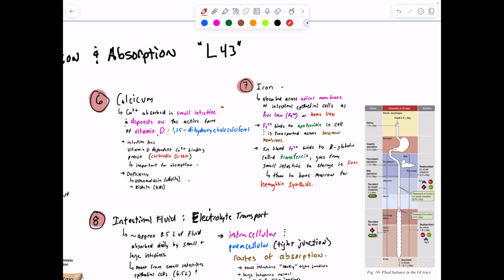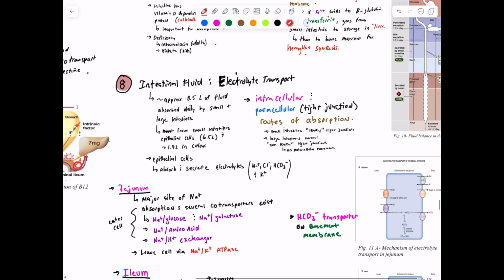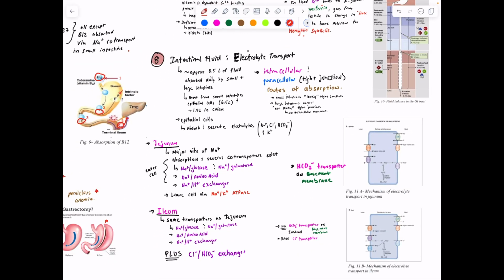Iron is absorbed across the apical membrane of intestinal epithelial cells as free iron or as heme iron, iron attached to hemoglobin or myoglobin. Free iron binds to apoferritin in the cell and is transported across the basement membrane. Once it's in the blood past the basement membrane, it binds to transferrin, where it goes from the small intestine to storage in the liver, and then after the liver, it will get sent to the bone marrow for hemoglobin synthesis. All right, and then we have a discussion on intestinal fluid and electrolyte transport.